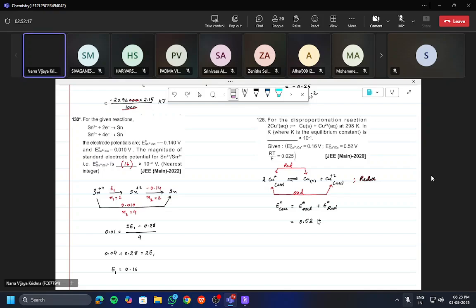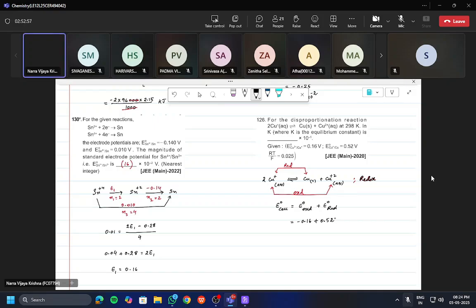Now, reduction. Which is undergoing reduction? Hey, I have done wrong, man. Plus 1 to plus 2 is oxidation. This is plus 2 to plus 1. Then what is plus 1 to plus 2? Minus 0.16. And this one is 0.52. Correct.